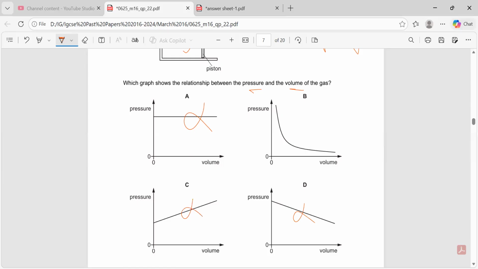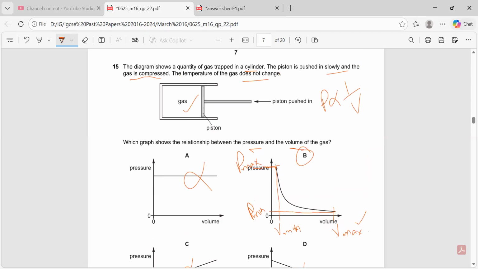No, actually, the correct answer is this B. I told many times. See here now, volume is maximum. But what about the pressure, my dear friends? Here, pressure is minimum. Here, pressure is maximum. And what about the volume here? Here volume is what? Minimum. So when pressure is maximum, volume is what? Minimum. And when pressure is minimum, volume is what? Maximum. So this graph shows the inverse proportionality between the pressure and volume of the gas.